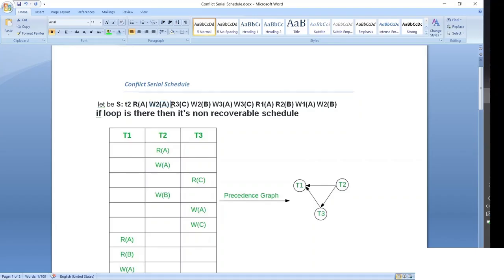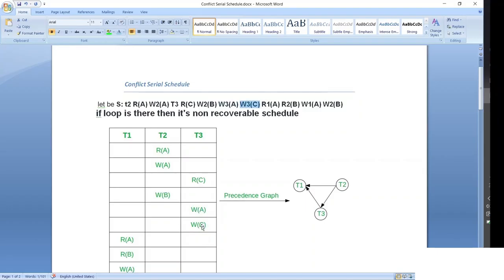Okay. Now R3 means you can say T3. T3 is doing, let's suppose, a read operation on C. I will write it here like this. Now T2 is doing a write operation on B, so after T3, T2 is doing a write operation on B. Then T3 is doing a write operation on A. Then T3 is doing a write operation on C.